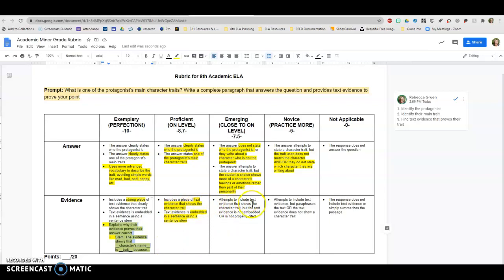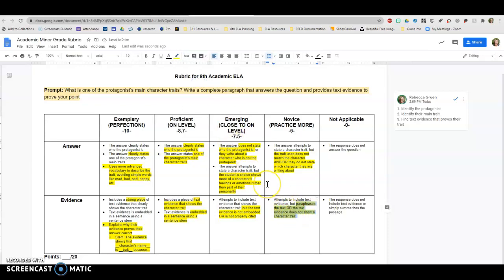If I'm thinking about how I can lose points for my text evidence, I attempt to include text evidence, but it's not embedded or properly cited, so I made a mistake there. And then novice paraphrases the text, or the evidence doesn't show the character trait. In other words, whatever I did doesn't actually work for the assignment.